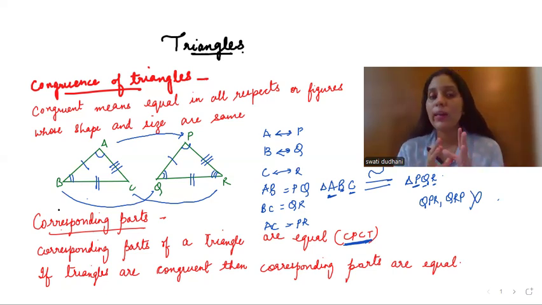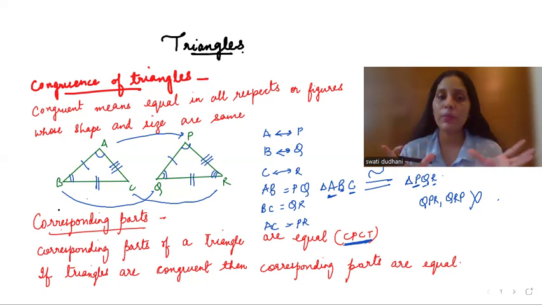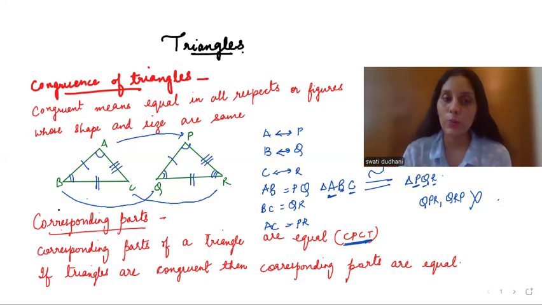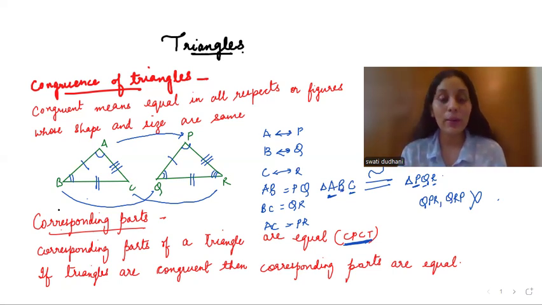Here it's very clear, the shape is very clear to know which is corresponding side, which is corresponding angle. But at times, the shapes are not clear. So in that case, how do we know what is corresponding? I will also address this. Now that we know what is congruent and what is corresponding, but the main thing, how do we prove two triangles congruent? We will see now.